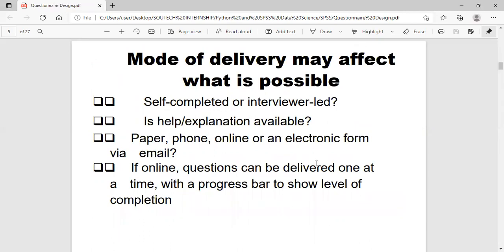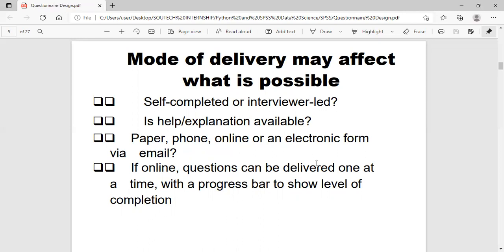It can be self-completed, as when you share the survey, let's say you paste the link or share the link to your contacts, or interview-led. That's when you're asked a question and the answer is gotten and then written down by the interviewer. So that's the interviewer-led type of delivery. Then it helps if explanation is available. Do they understand? Because if they don't understand the questions, if the survey doesn't have context, they will not know how to give you the appropriate answers.